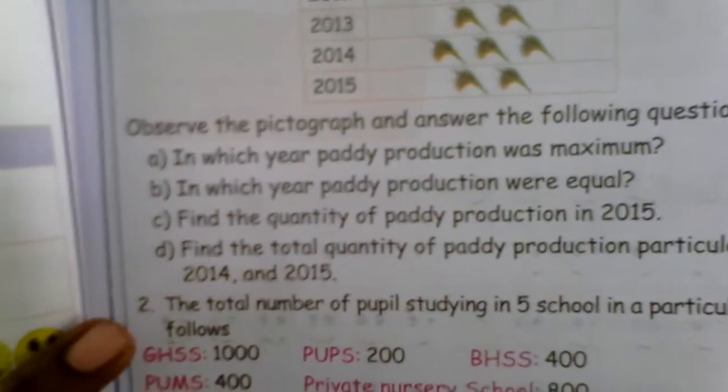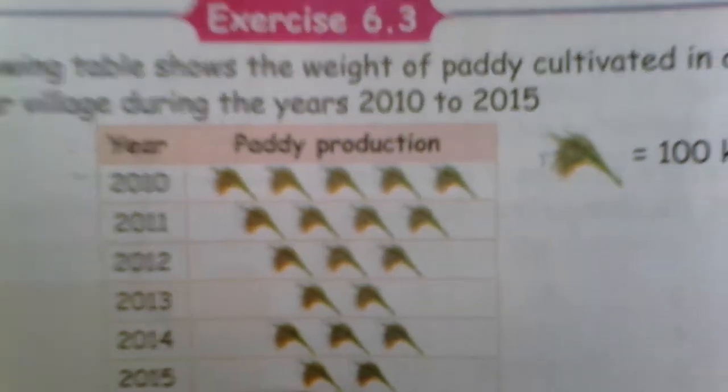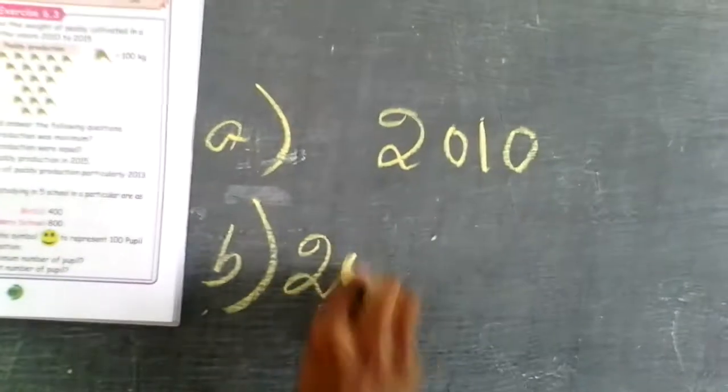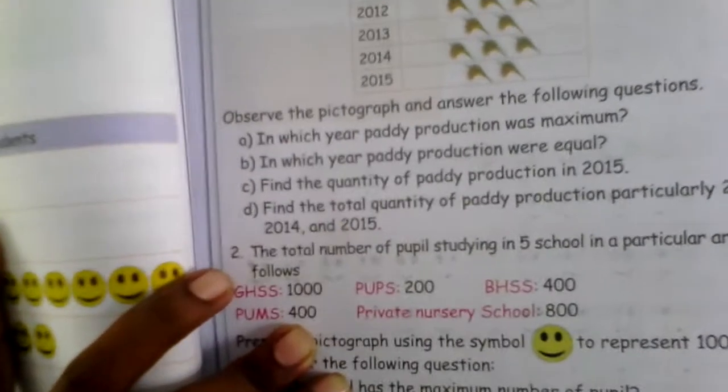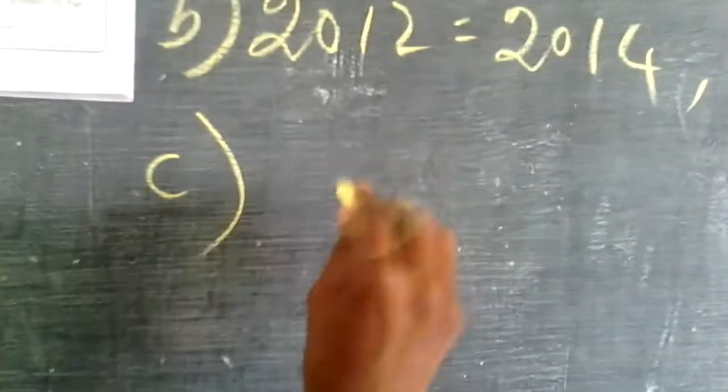What is the next question? In which years was paddy production equal? Just check it. So the answer for this is 2012 and 2014 are equal, plus 2013 and 2015 are equal. Next question. Find the quantity of paddy production in 2015. So in 2015 there are two symbols. One is 100 kg, so it is 200 kg.